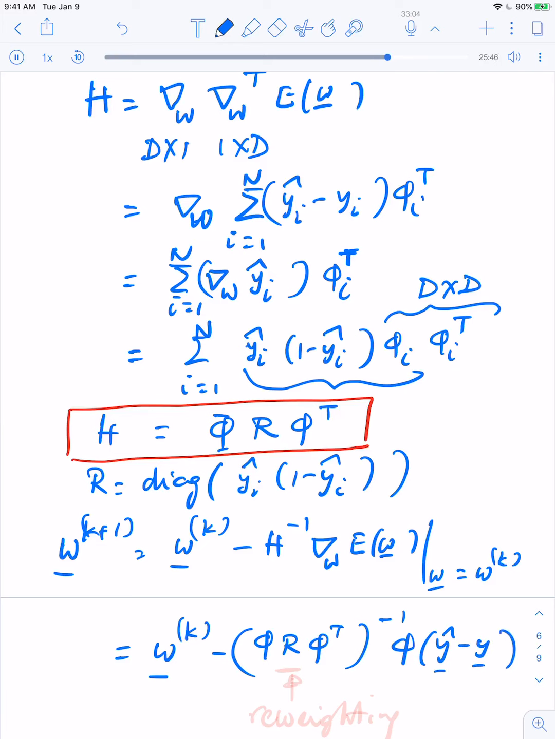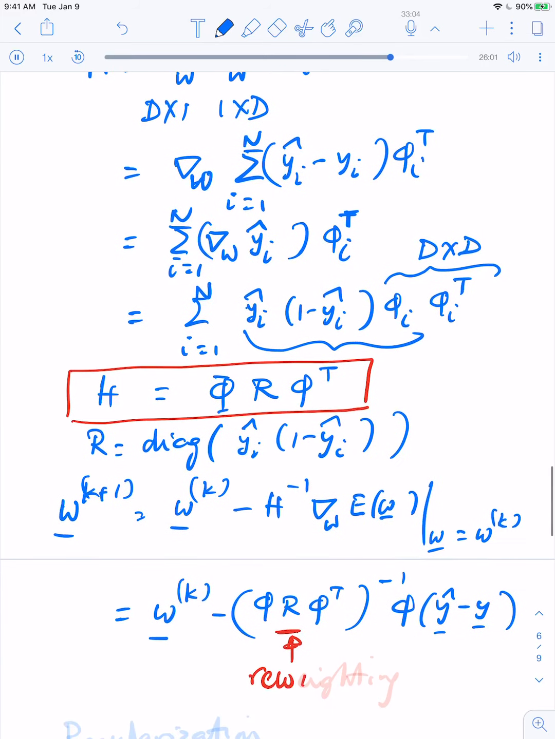And this has a least squares type feel to it, but I have this reweighting that's always happening. Let me put a red thing here. Reweighting by what kind of y hats I'm spitting out. I'm going to call it reweighting.